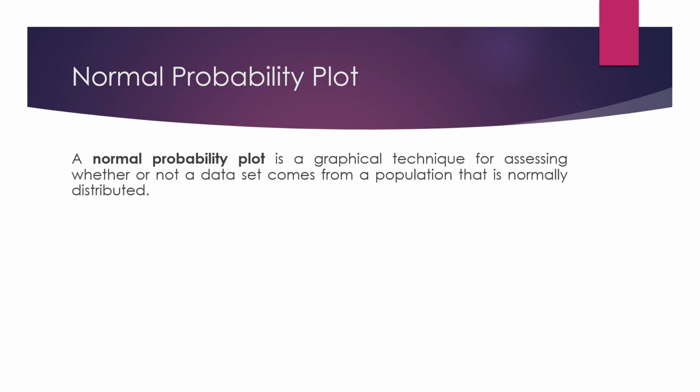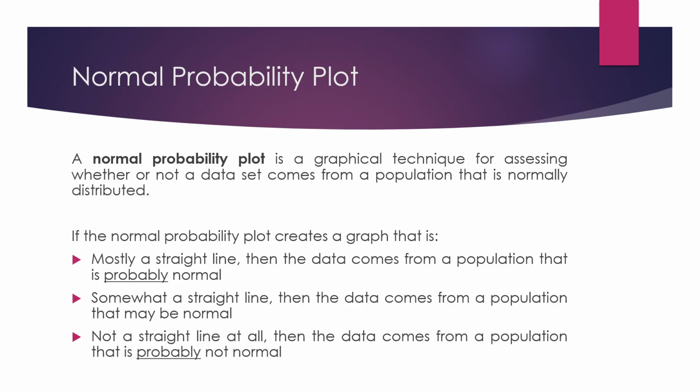It's a technique for assessing whether or not data comes from a population that is normally distributed. And there are going to be three general options that we're going to have when we're interpreting the graph. The first one is that if you have mostly a straight line and the data points fall along that straight line, then we have pretty good evidence that the population is probably normally distributed.